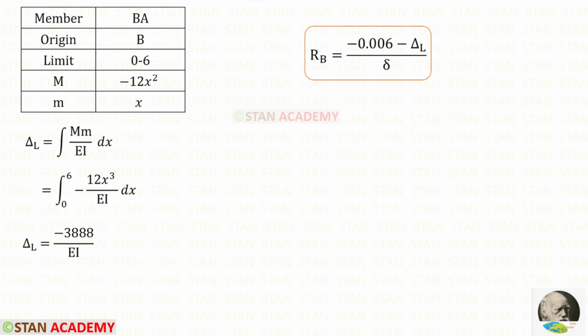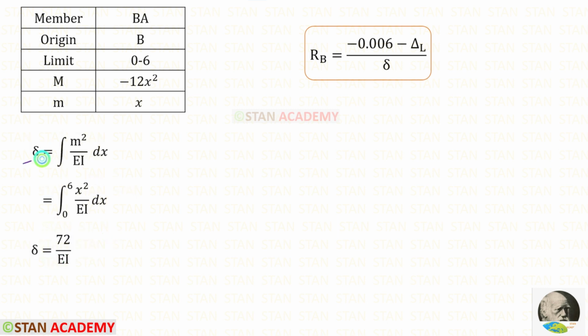Now let us find delta L. The formula is integration of mm upon EI dx. For delta L, we will get minus 3888 upon EI. Now let us find delta. The formula is integration of m square upon EI dx. For delta, we will get 72 upon EI.